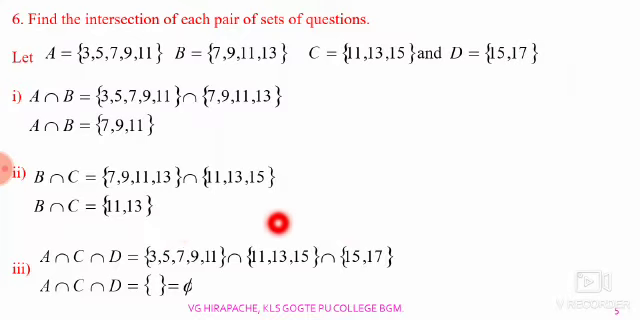7 is there in the first but not in the second and third. 9 is there in the first but not in the second and third. 11 is there in the first and second but not there in the third. Therefore there are no common elements in all the three sets. Therefore the intersection of these three sets is empty, which is denoted by empty curly brackets, or denoted by the notation phi.